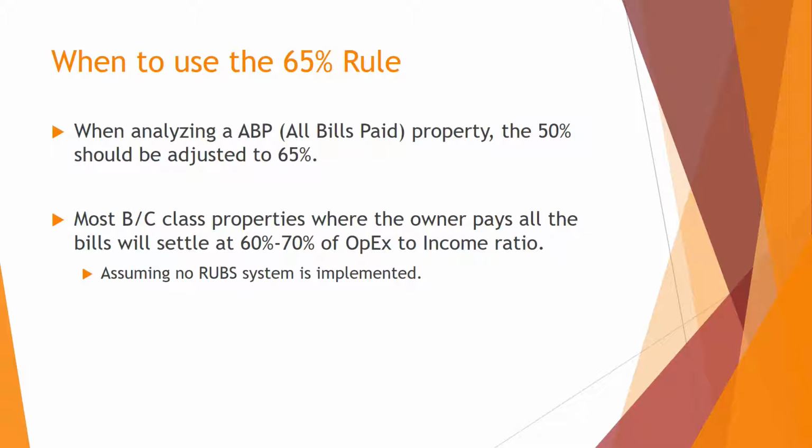So the 50% rule applies if you have B and C class properties that are well maintained, you make some assumptions, and tenants pay their own bills. The 65% rule applies when you don't have a lot of information, but you know at least that the owner pays all the bills.